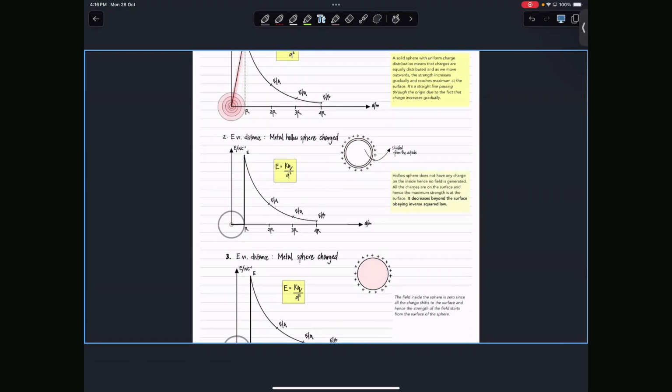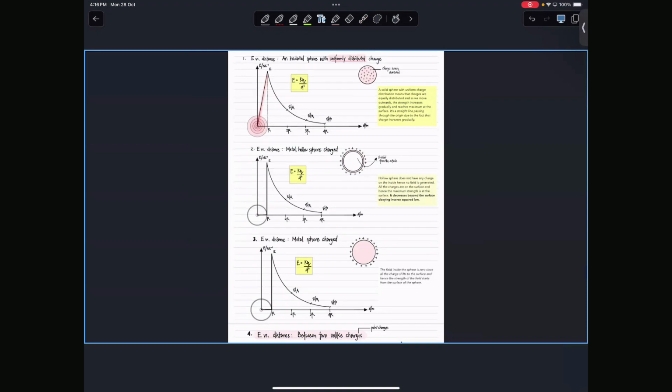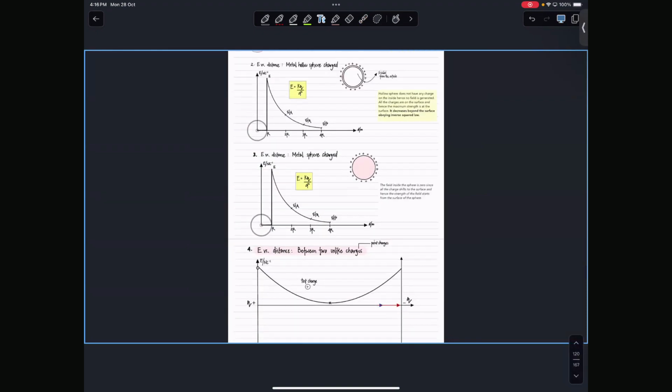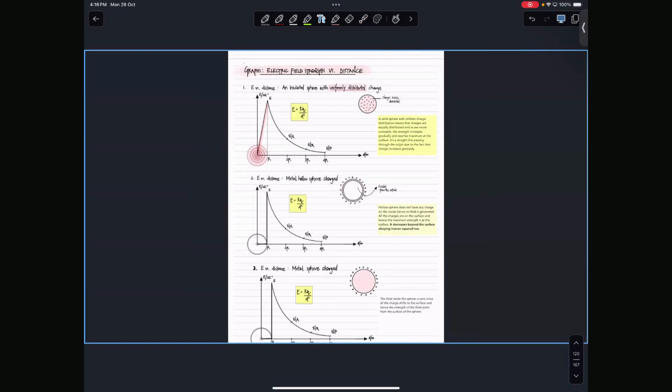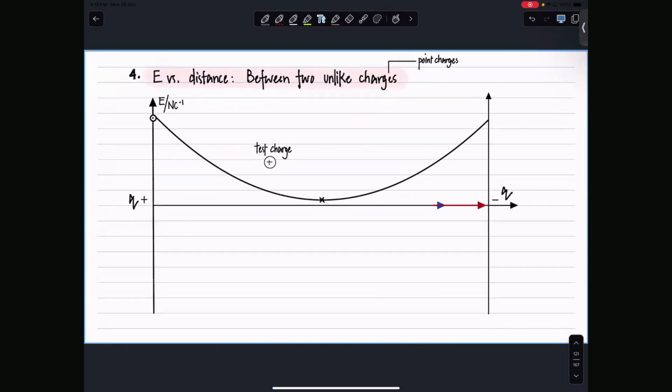So these are not that common, by the way. I don't recall last time I've seen them, but they have shown up probably in the last 5 years. This one, very common. This one is like every other year you'll find one of these. Okay, so what is this? This is the electric field strength versus distance between 2 unlike point charges.